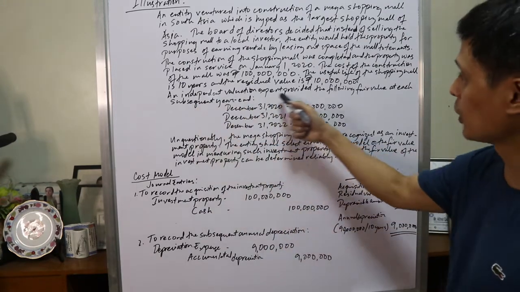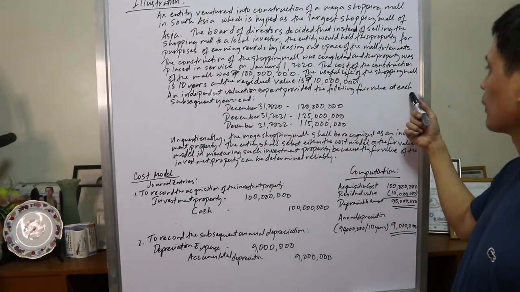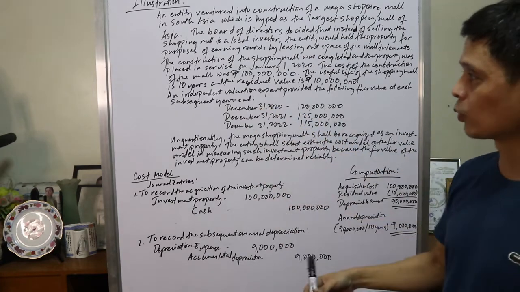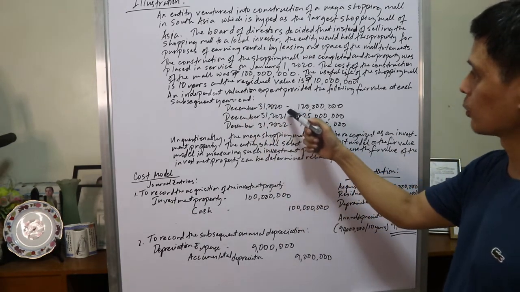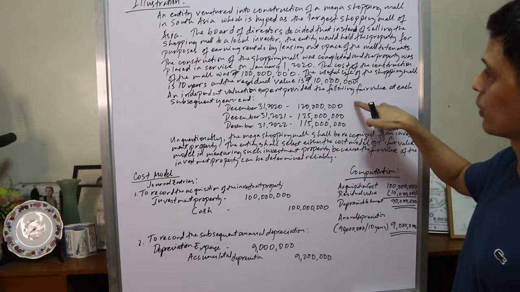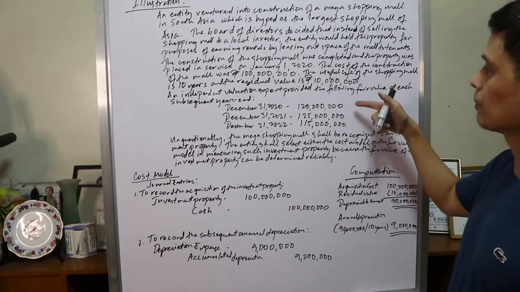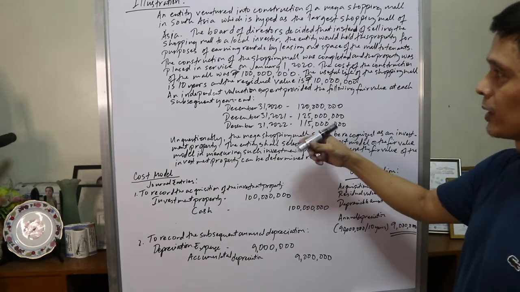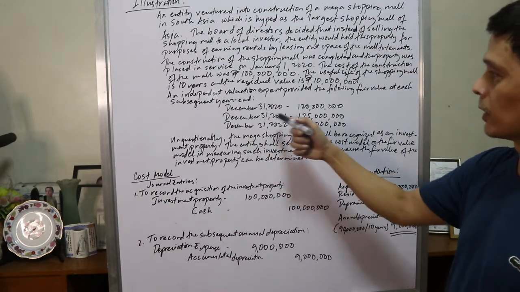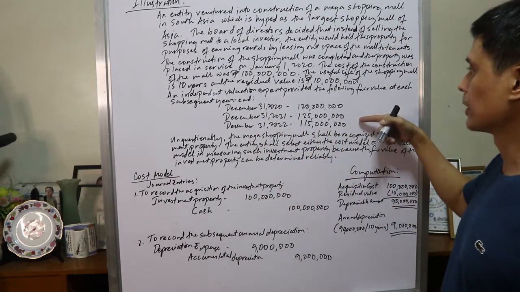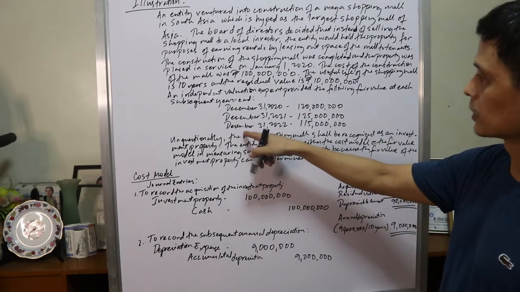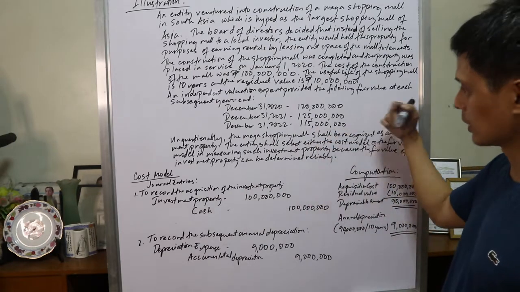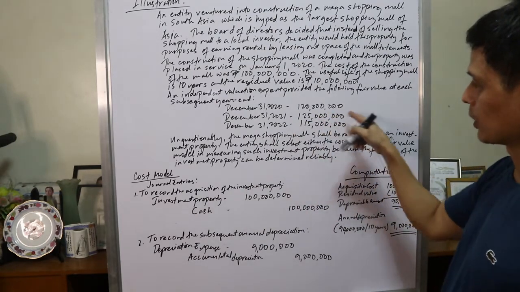An independent valuation expert provided the following fair value at each subsequent year end. So December 31, 2020, after 1 year, it's 120 million pesos. So nag-increase by 20 million. And after a year, nag-increase ng another 5 million. And so December 31, 2022, nag-decrease from 2021 by 5 million.